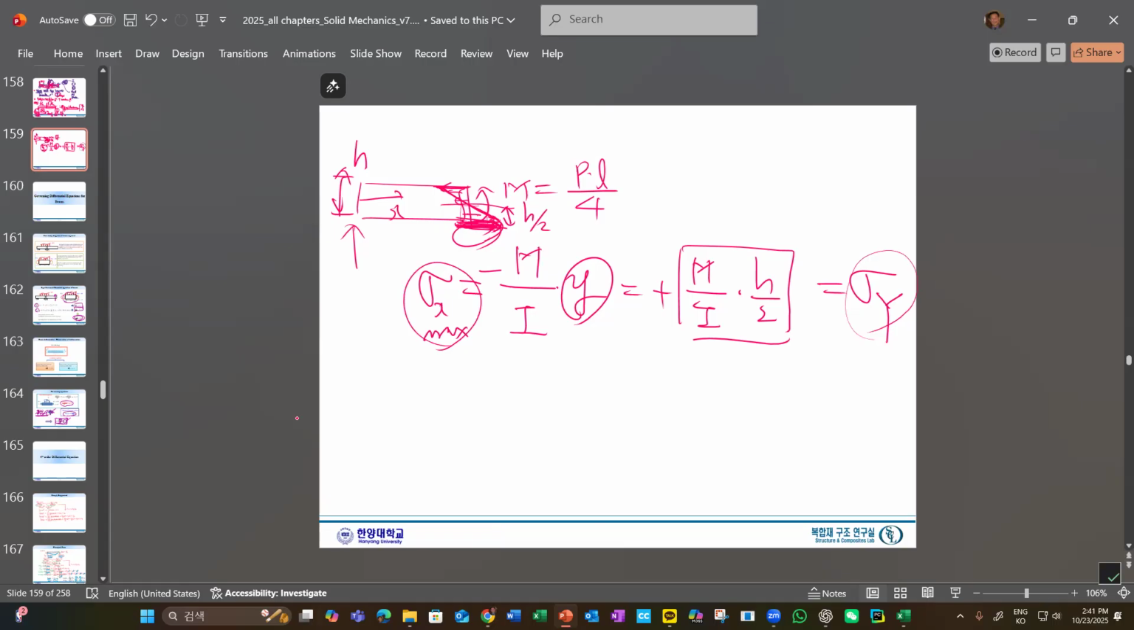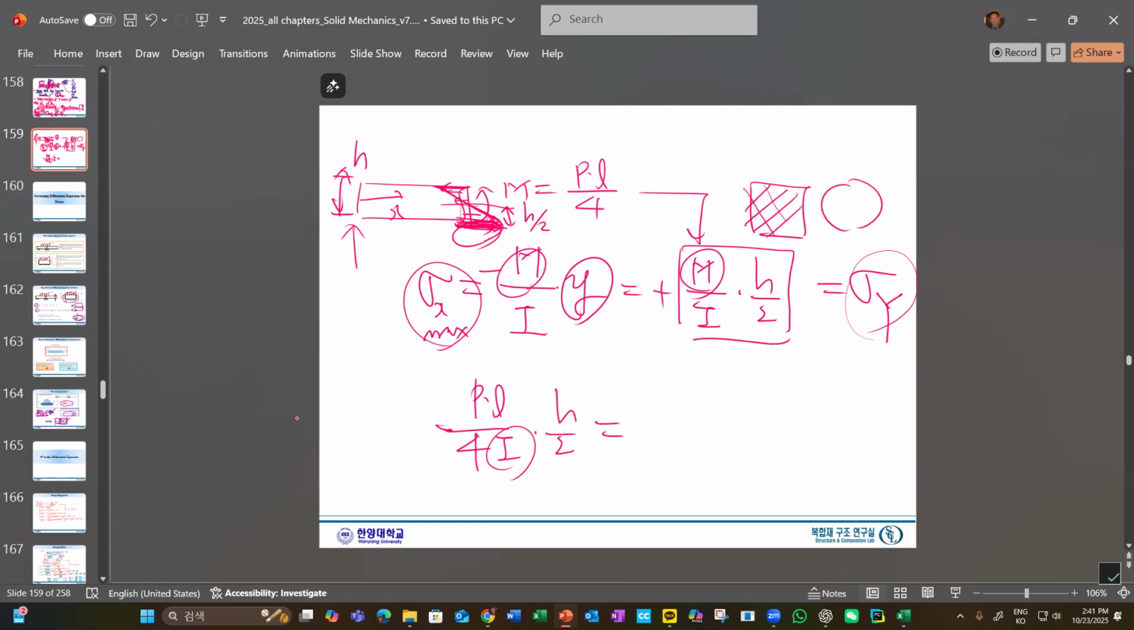Oh yeah. And now here, from the moment equilibrium we learned, we can put it here. So P times L over 4 times, divided by I, H will be, now what is I? We can consider circular, we can consider rectangular, it doesn't matter. To make it simple and easy to remember, let's consider this pen.